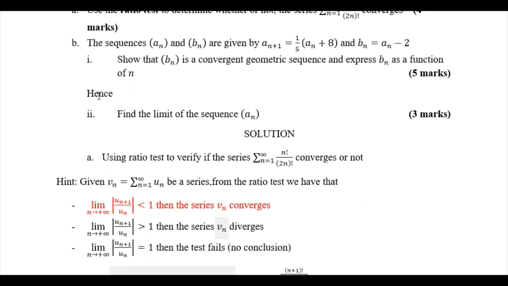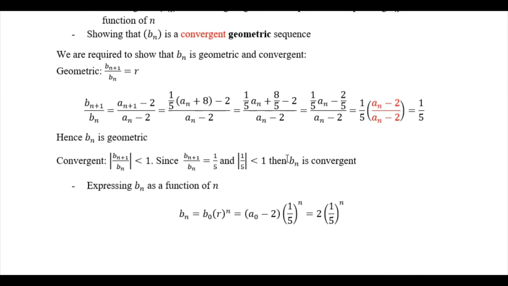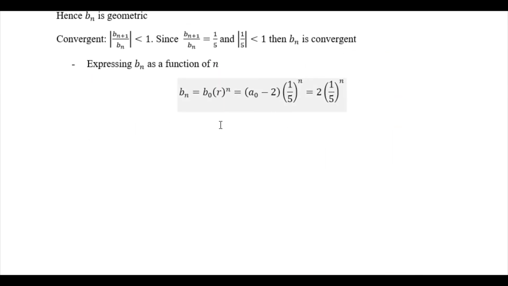Now, hence, mark this word hence, meaning that we are going to use the information that we have had previously. So we are finding the limit of the sequence a of n. So that's the objective. So Roman 2, we are using a hence problem. We are finding the limit of the sequence a of n. To find the limit of a sequence, we need to know what the sequence is.